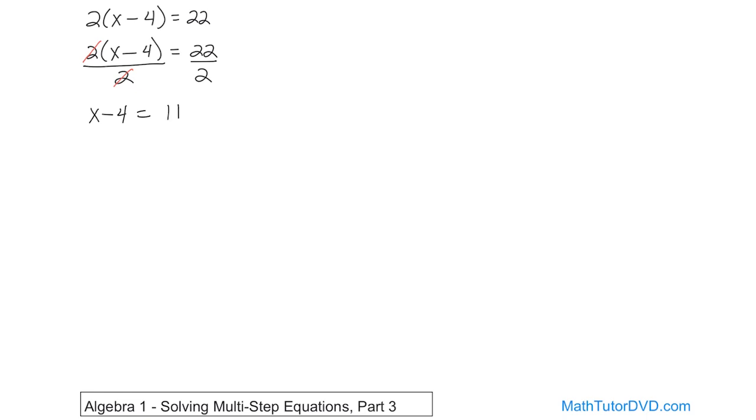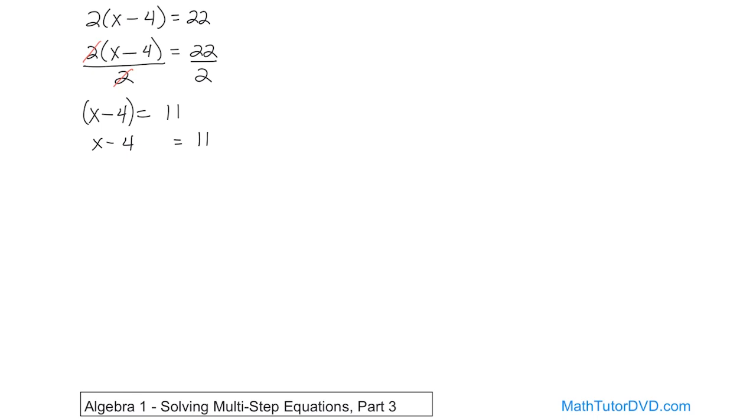Like this. Now, it is true that there are parentheses around there, but you don't really need the parentheses anymore. The reason that you had the parentheses here is because you're multiplying the whole thing by 2. So we cancel that away. It's gone. We don't really need the parentheses anymore. You can just strip them away. x minus 4 is equal to 11.